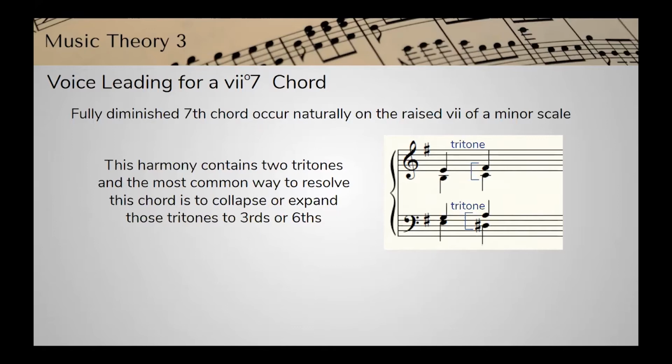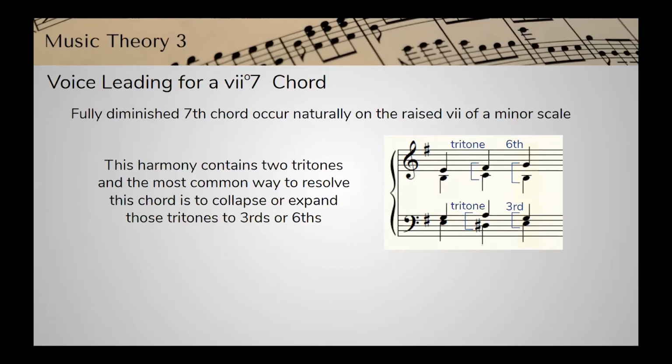So the way to resolve it is to treat each of those tritones separately and resolve them to either a third or a sixth. Okay? And so that tritone on top, where we have F sharp on top and C on the bottom, that will resolve to a sixth. And then the tritone on the bottom, where we have a D sharp to an A, that will resolve to a third. Okay, and that's the most common way you can resolve that.